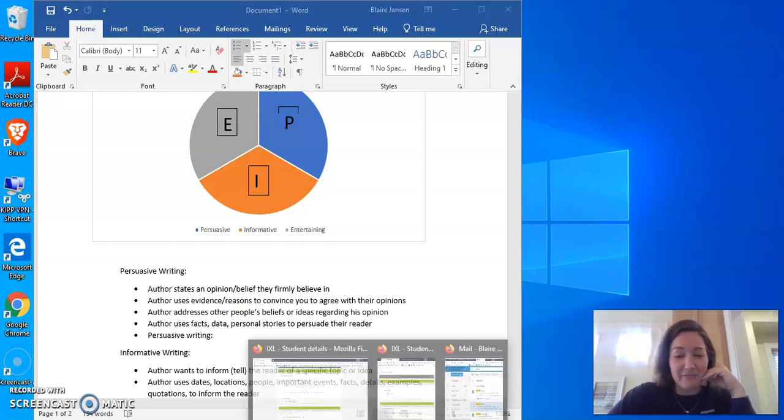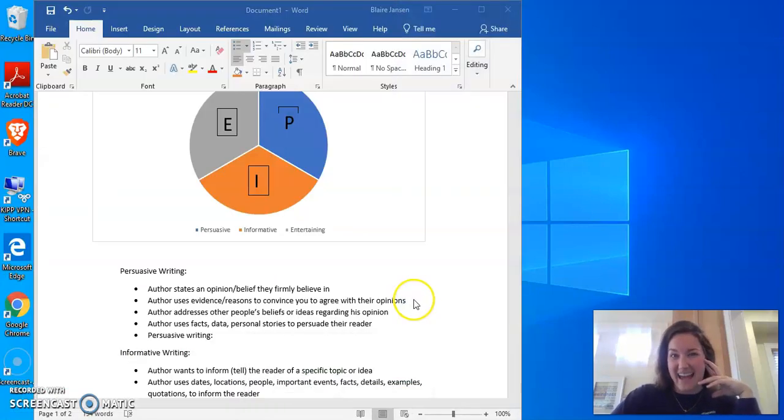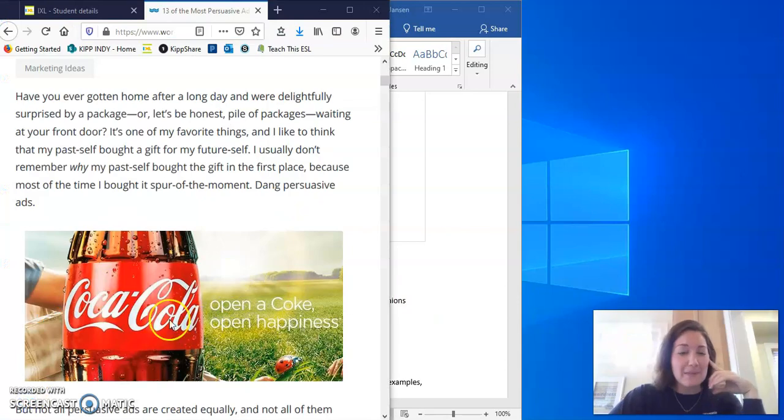The biggest element of persuasive writing that we see is found in ads. I pulled up this sample ad of Coca-Cola to try to convince you, see what I did there? To try to convince you what persuasive writing really is. This is a very good example of persuasive writing. Notice it's small. It's only one small sentence. It's not even a full sentence. It's kind of like two phrases put together. Open a Coke, open happiness. But the author of this ad is making a claim. They're claiming that if you have a Coke, you will also be happy.